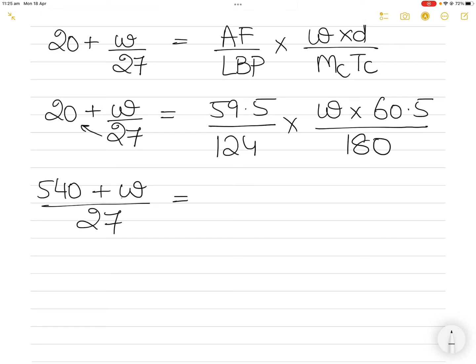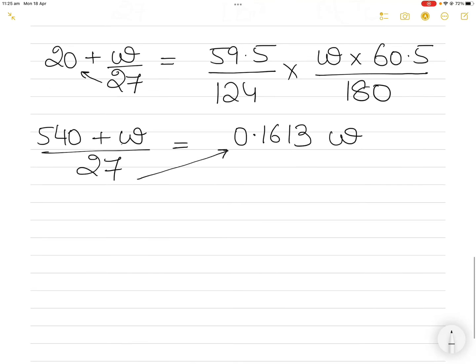So just do 59.5 multiplied by 60.5 divided by 124 divided by 180. W you can't do much about, so this becomes 0.1613 W. Then take this here.